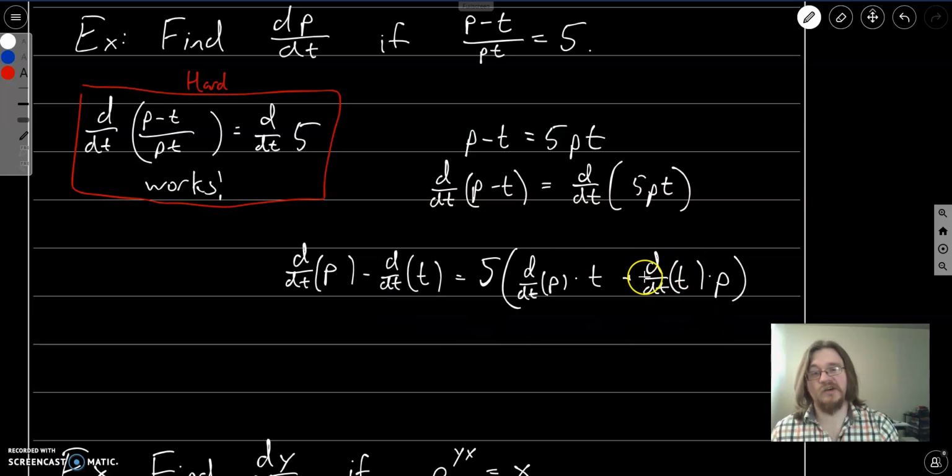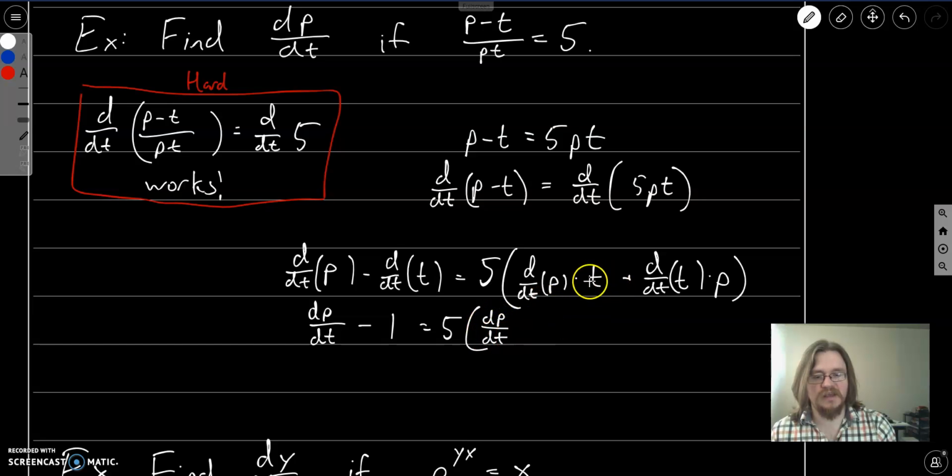And this is how our product rule works. We take the derivative of both of them times the other one. So the derivative of p with respect to t, well, this is exactly what we're trying to find. The derivative of t with respect to t is just 1. And it's going to be equal to 5 times this mess. So this is going to be the derivative of p with respect to t times t plus the derivative of t with respect to t, that's just 1, times p.